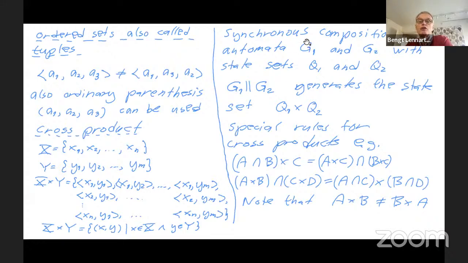So for a synchronous composition of G1 and G2, if the first automaton has a state set Q1 and the second one has a state set Q2, actually the set of states in the synchronous composition is exactly the cross product between these two sets. And then there are some special rules for these cross products, but I think I skipped them. It's just important that you take the right order here. So generally A cross B is not equal to B cross A.